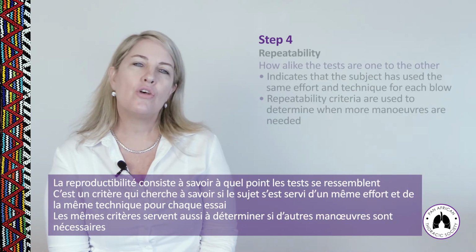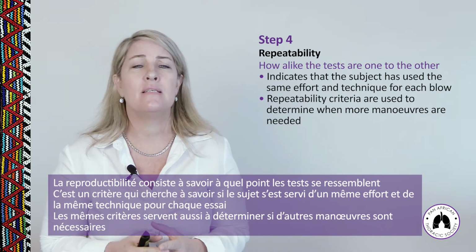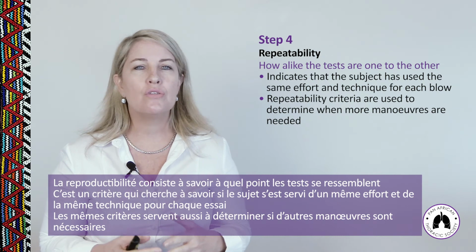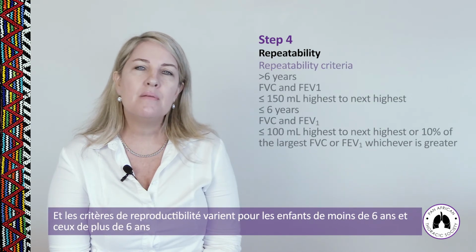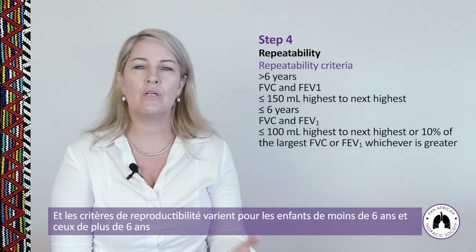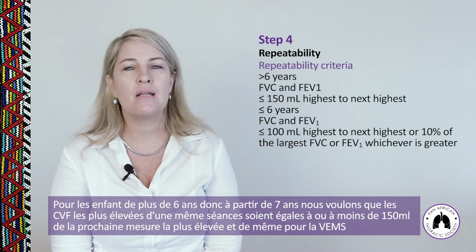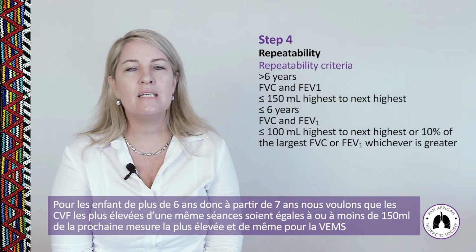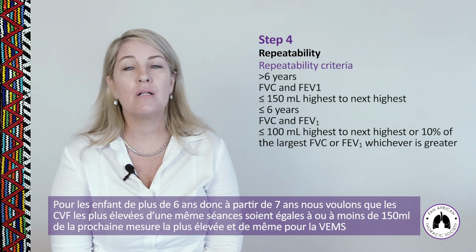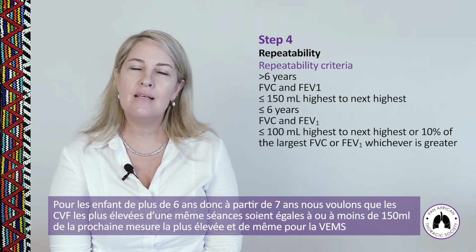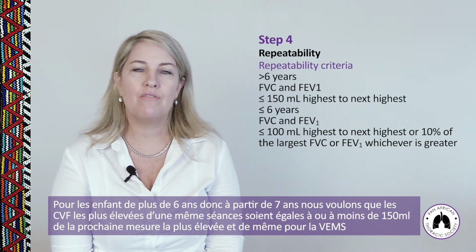Right, let's go on to step number 4, which is looking at repeatability and the test quality grade. So repeatability refers to how alike tests are one to each other in the same testing session. So it indicates that the subject has used the same effort and technique every single time they blow. And repeatability criteria varies for younger children to older children. So in children who are over the age of 6 years old, so from 7 years and above, we want the highest FVCs in one testing session to be within equal to or less than 150 mils, highest to the next highest. And exactly the same for the FEV1. We want the highest to the next highest FEV1 to be within 150 mils.